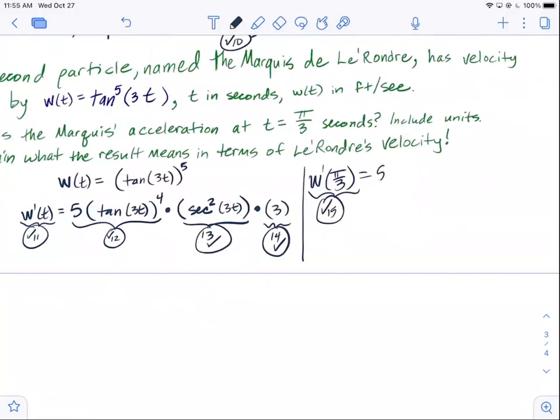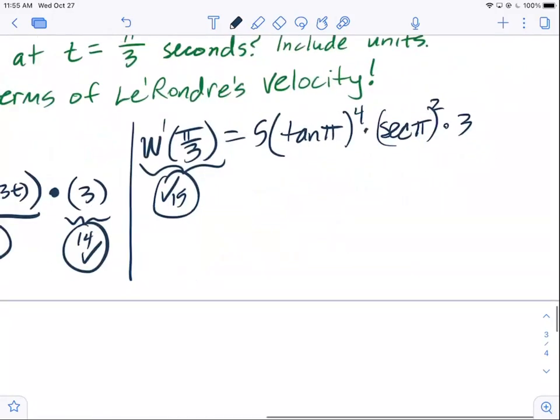So we're going to get the 5. That becomes tangent of pi, right? Tangent of pi, which, dang, is what? That's going to end up being 0. That's not going to be good. Okay, anyway, to the 4th times secant of pi squared times 3. And man, if you left it like that, that's good. We'll call this the 16th check.